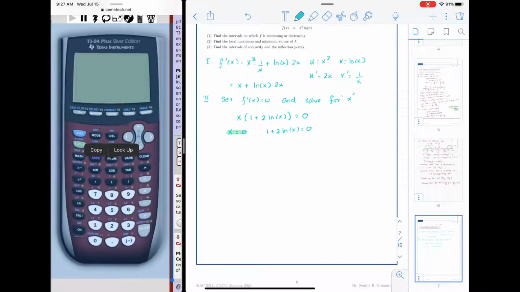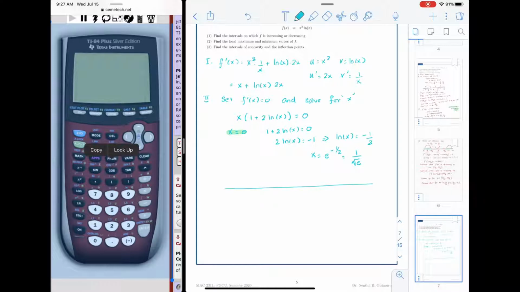The second critical number is 2 ln of x is equal to minus 1. Ln of x would be equal to negative 1 over 2. X is equal to e raised negative 1 over 2. So I could write it as 1 over square root of e. So those are the critical values. 0 up to infinity, because the domain is not specified.